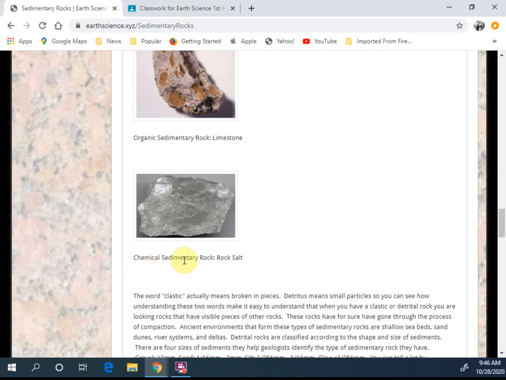And then the last one is chemical sedimentary rock. Rock salt is an example of that. Gypsum is an example of that. Calcite is an example of that. Dolomite is an example of that. These are the things that evaporate out of water that were dissolved, like caves or like oceans or lake bodies that dissolve, and they leave behind the minerals that are in the water.